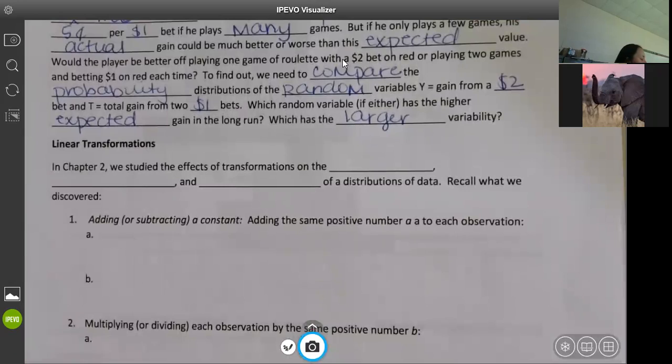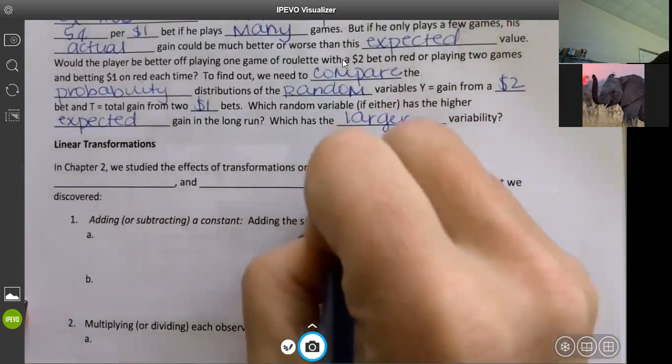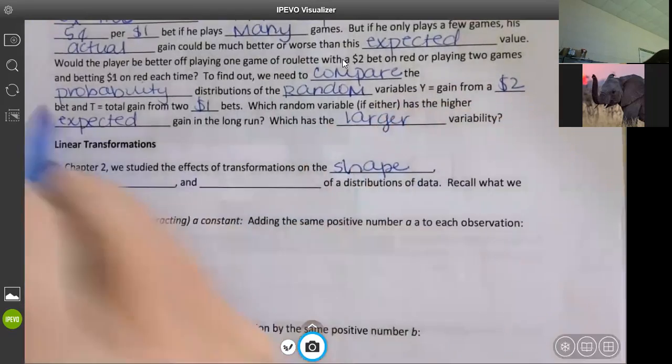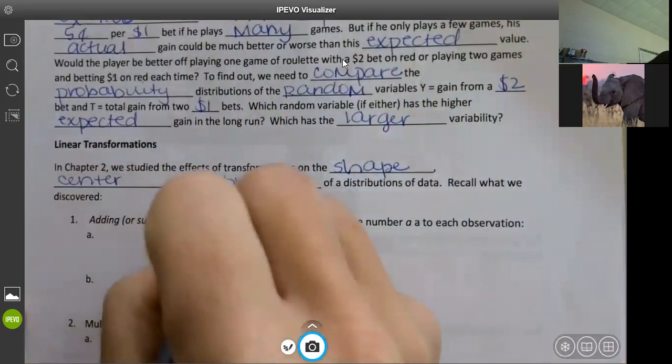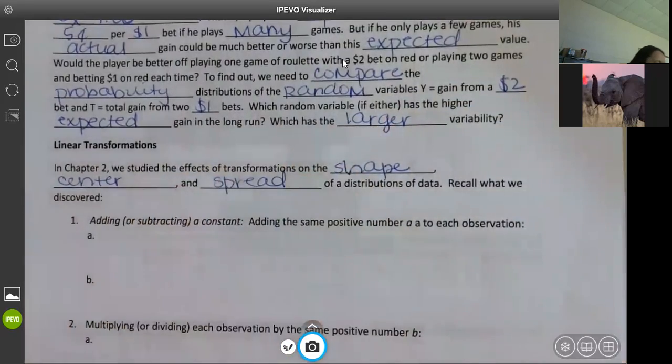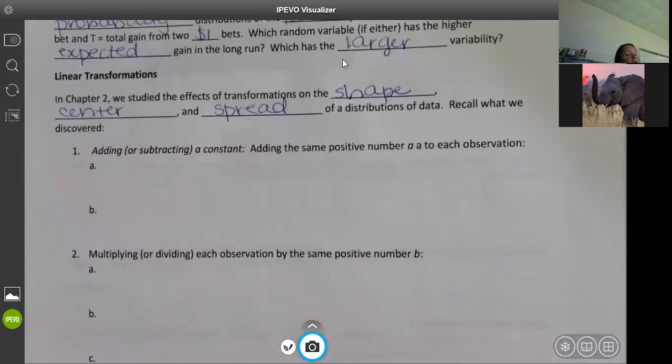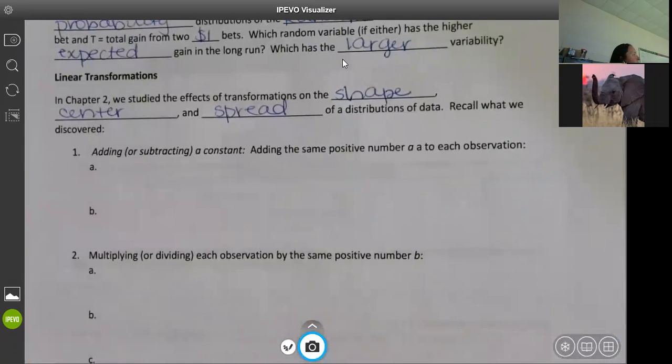All right, so linear transformations. Again, we've already done this, chapter 2. We studied the effects of transformations on the shape, center, and spread. And then recall what we discovered. So we talked about what happens when we add or subtract. And we did this with the Mrs. Starnes cabin thermometer or whatever.